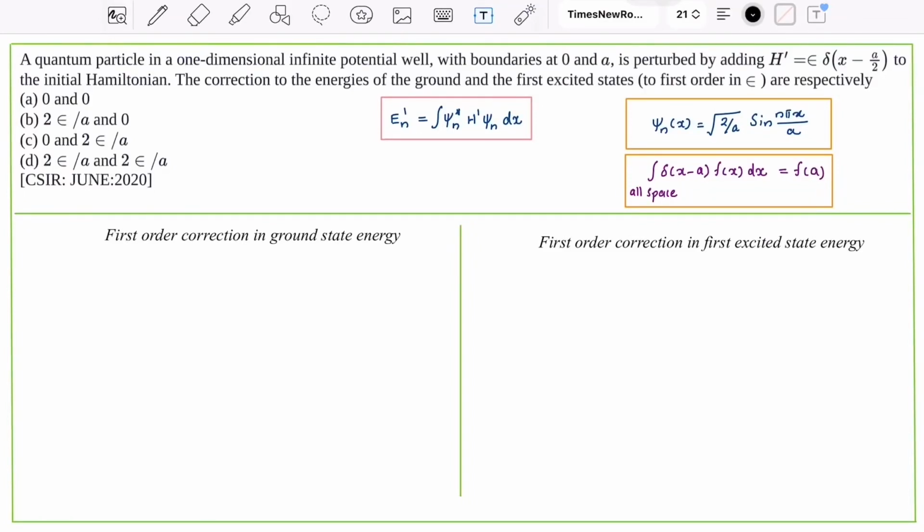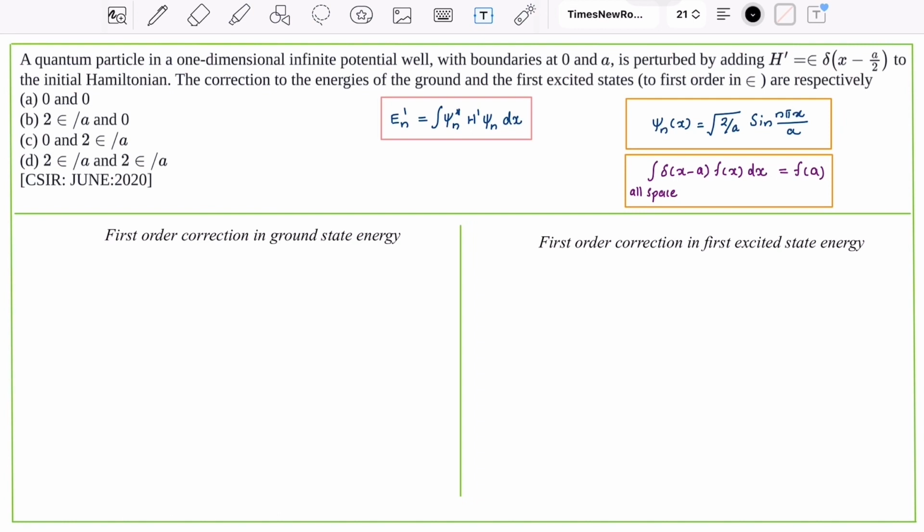Problem 140, Quantum Mechanics. The question is: a quantum particle in a one-dimensional infinite potential well with boundaries at 0 and a is perturbed by adding H' equal to epsilon delta(x minus a by 2) to the initial Hamiltonian.